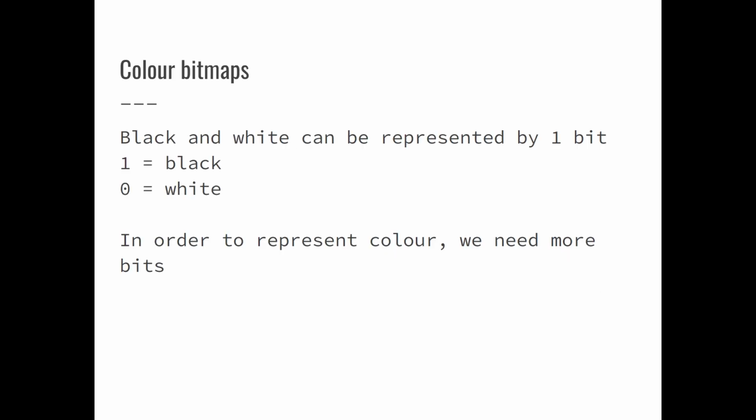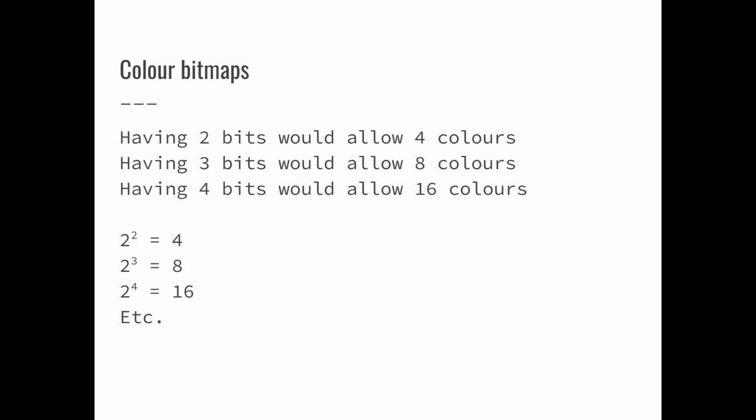If you have a black and white bitmapped graphic, each pixel can be represented using a single bit. 1 for black, 0 for white. Whether it's black or white, you need 1 bit. But black and white pictures can be boring. We need more bits to represent colour. Now here's a bit of maths that you don't really need to know, but it's interesting. If you wanted 4 colours, you would need 2 bits. If you wanted 8 colours, you would need 3 bits. And up to 16 colours, you'd need 4 bits and so on.